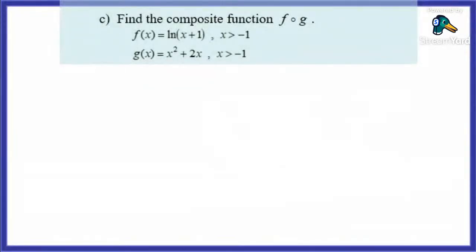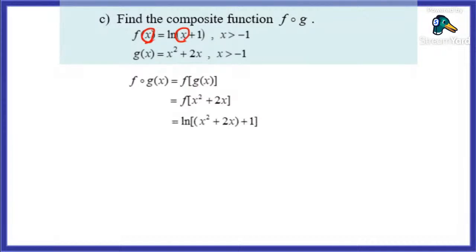Find the composite of F of G. So, Fx dengan Gx kita. So, kita masukkan Gx function dulu. X squared plus 2x. And then, kita gantikan X dalam Fx ni dengan X squared plus 2x. So, dia akan ada natural log of X squared plus 2x plus 1. Okay. So ini kita punya f of g.